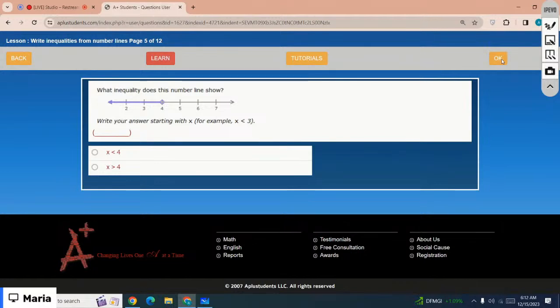What inequality does the number line show? So, which is the correct option? You have an open circle located at 4. Also, the graph is pointing on the left hand side of the 4. That means all the values that are less than 4 can be the solution of the inequality, right? That is, x is less than 4 is the correct option.